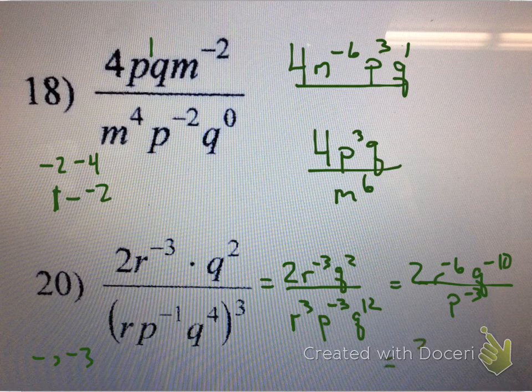Now I'll switch them around. Put the P3 on top and the R6 and Q10 on the bottom because, again, these negatives need to change places so they can become positive. And there you go.